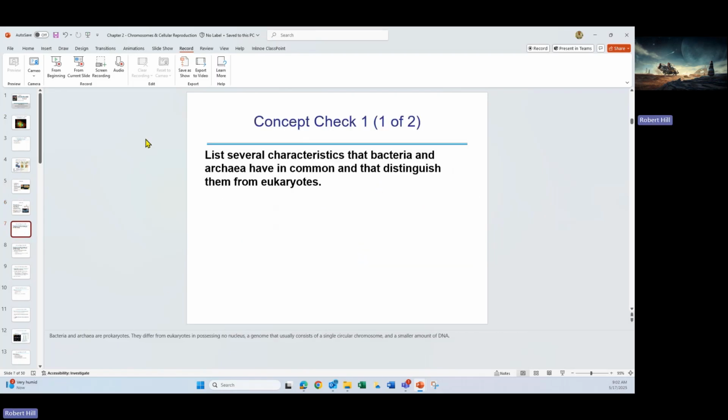All right, there are several characteristics that bacteria and archaea have in common, and that distinguish them from eukaryotes. I'll give you a couple seconds there to maybe think about that.